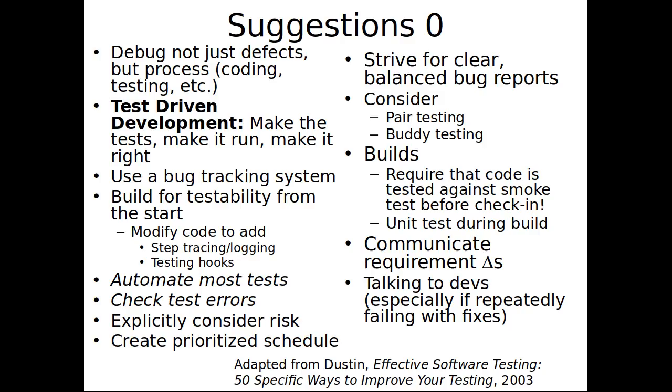Builds require the code be tested against a smoke test before check-in. The smoke test should only run on the server. It should actually be run first locally. Why is that? Why not just let the smoke test run on the server? Why do a smoke test on your machine before the server? To make sure it never gets uploaded to the server.